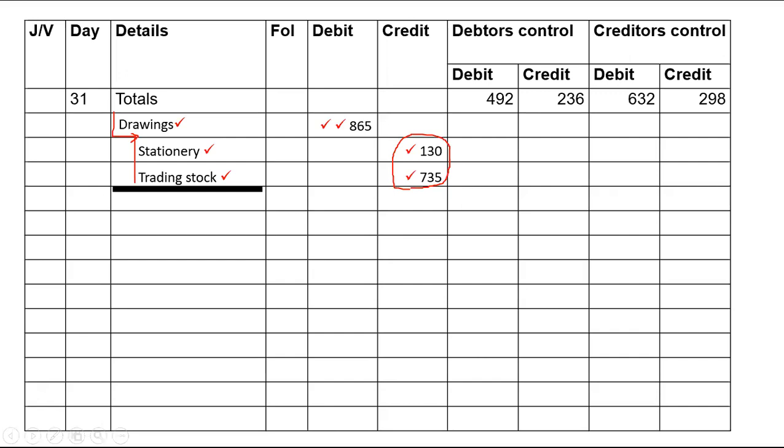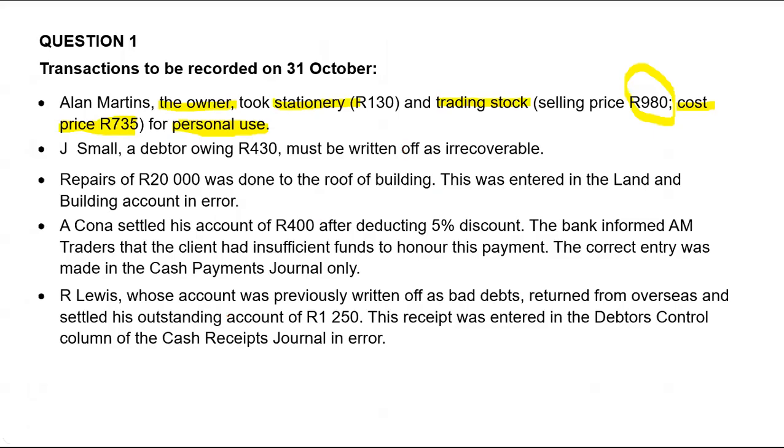Let's go to number 2. It says that J Small, that's interesting, highlight that, a debtor owing that for 130 must be written off as bad debts. So we need to write it off as irrecoverable.